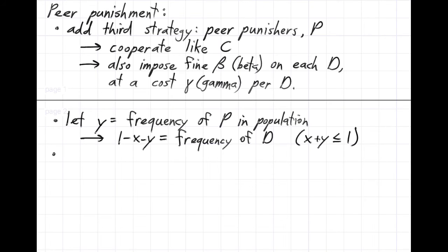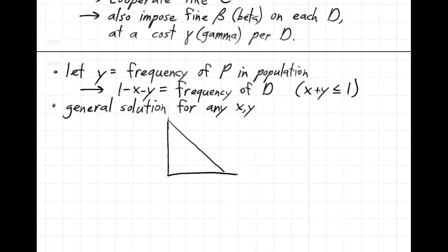So the general solution for any x and y would have to be a solution in some xy space. x would go between 0 and 1, y would go between 0 and 1, and x plus y would be less than or equal to 1, and we'd get this region here. We'd have to solve for the dynamics in that entire region, and that is a hard thing to do. Too hard for this class.